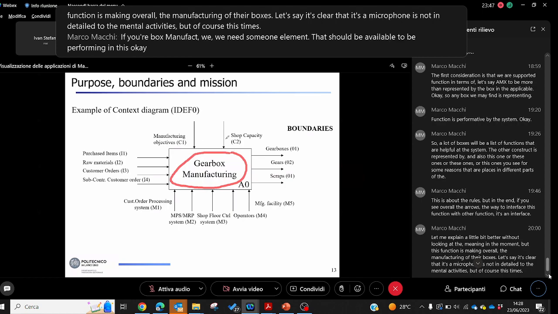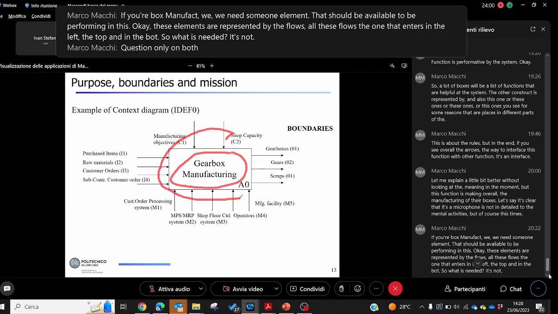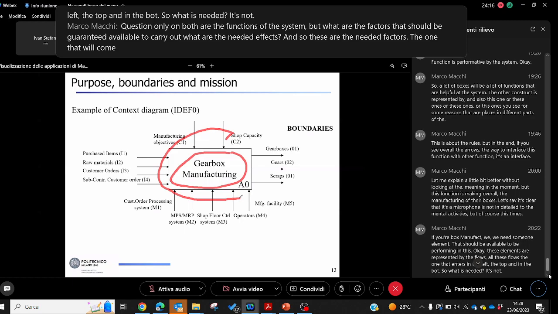Okay? These elements are represented by the flows, all these flows. The ones that enter in the left, the top, and in the bottom part. So what is needed is not the question only of what are the functions of the system, but what are the factors that should be guaranteed, available to carry out the function. What are the needed factors? And so these are the needed factors, the ones that come in these places, top, bottom, and left, in these arrows.